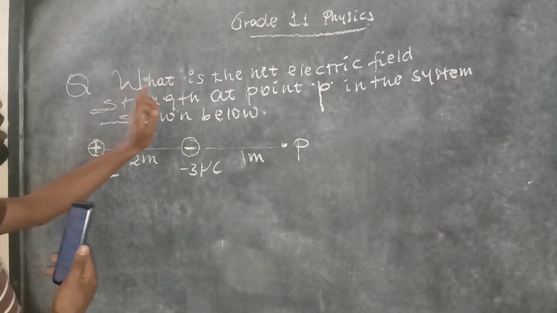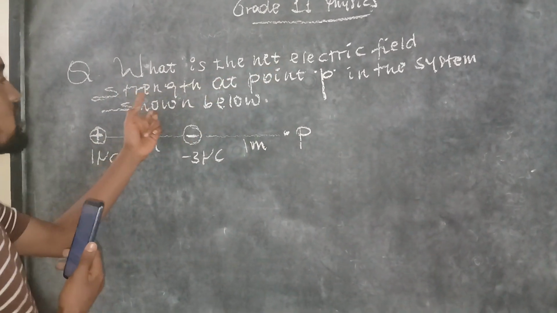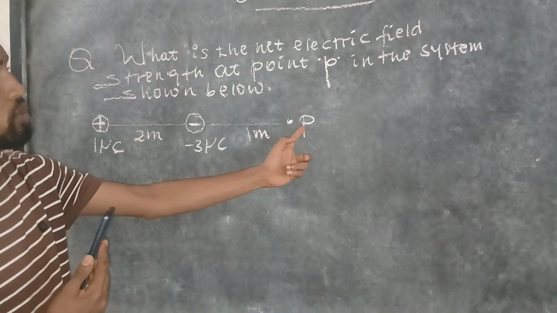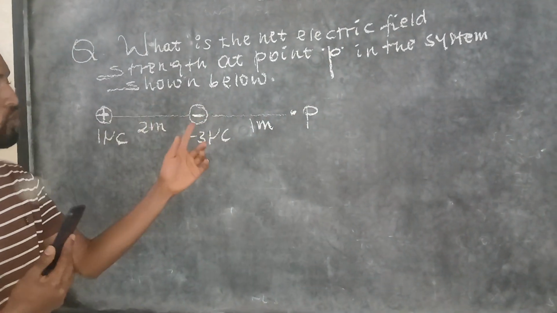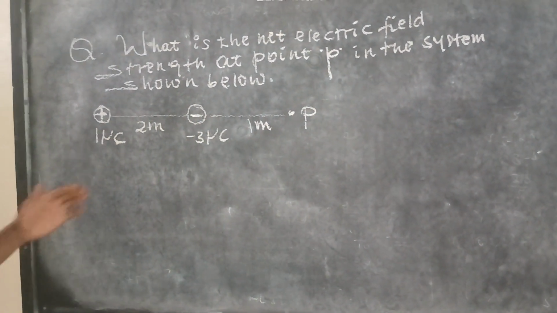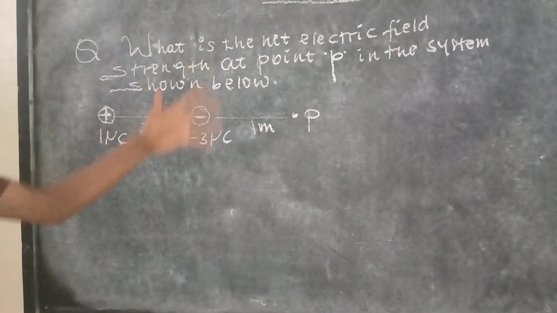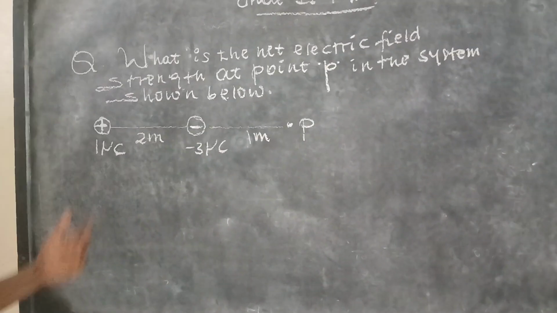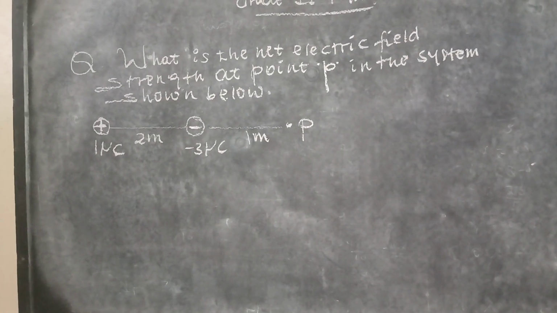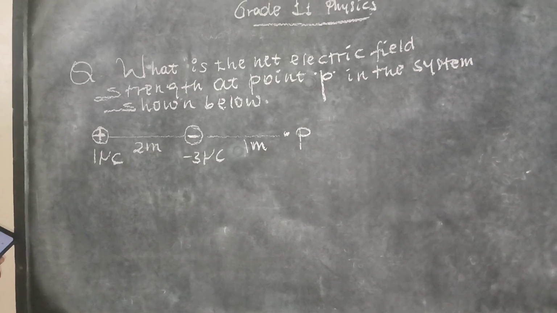So the question says, what is the net electric field strength at point P, this point in the system shown below, due to these two charges? So we are solving this problem. We are discussing the main concept, why we use certain approaches while solving this problem throughout the problems.